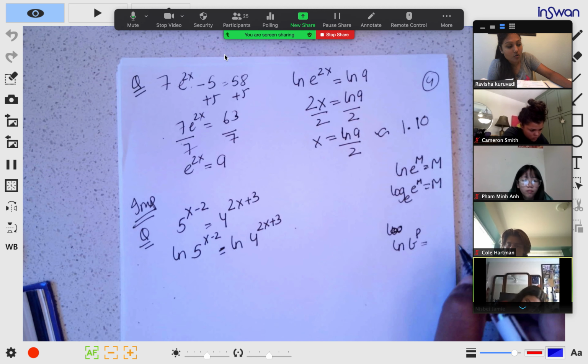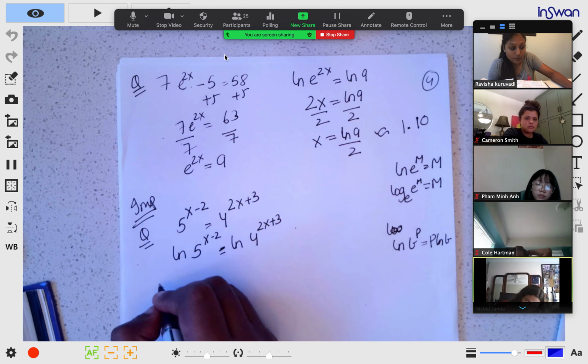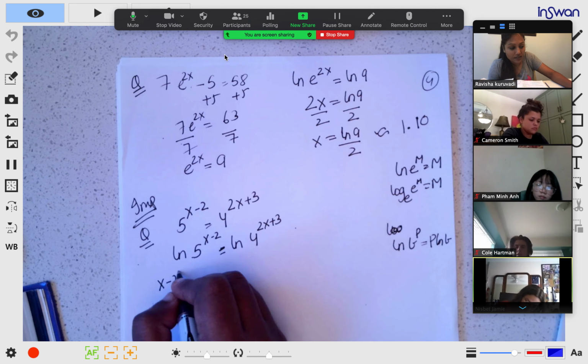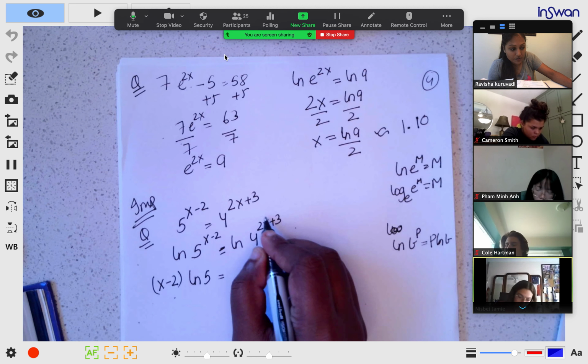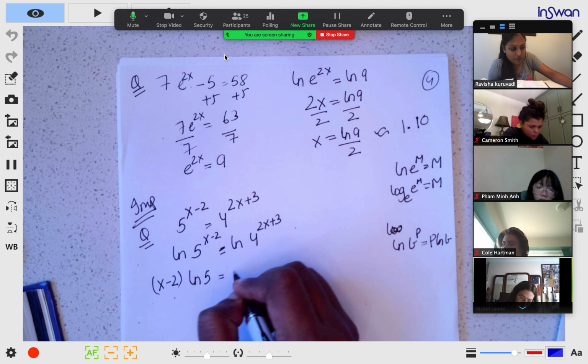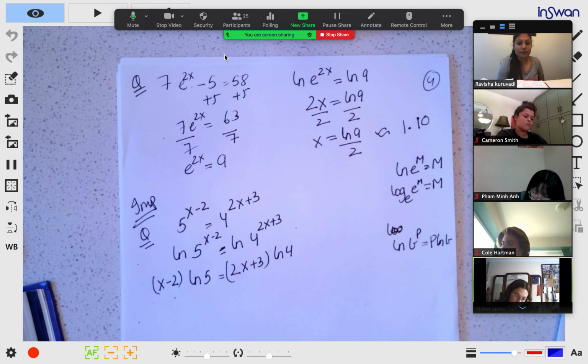So let's move this whole power to the front. It becomes x minus 2. Note I'm going to put it in a bracket since there are two terms. It becomes (x minus 2) ln 5 is equal to, here also, (2x plus 3) in a bracket, ln 4. The reason I'm putting brackets is because there are two terms, not just one term in my power.